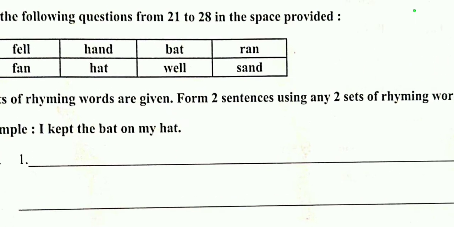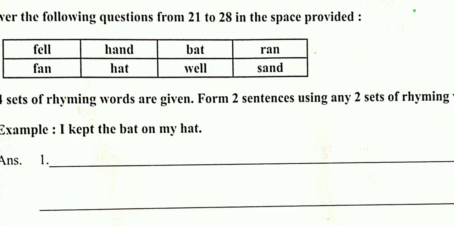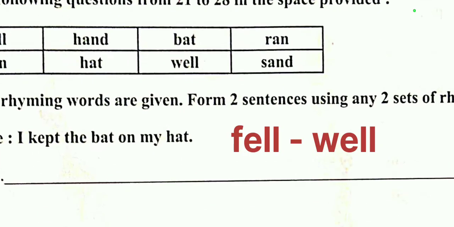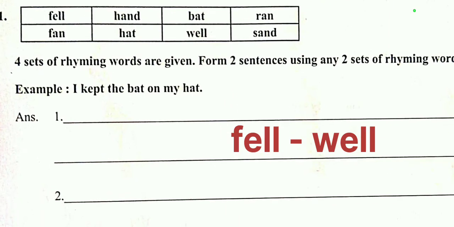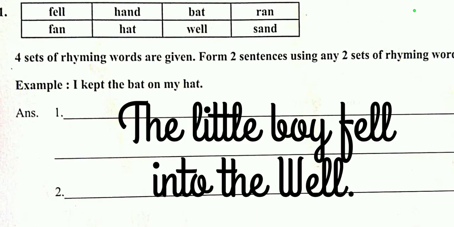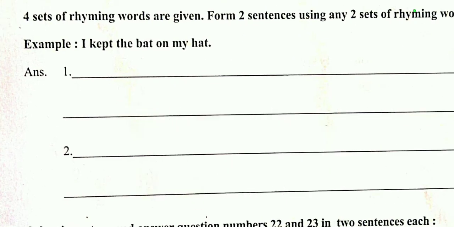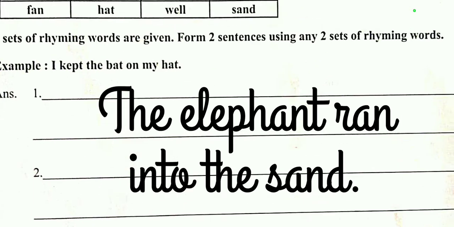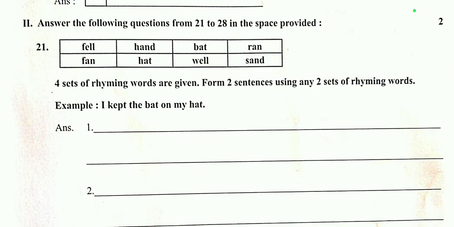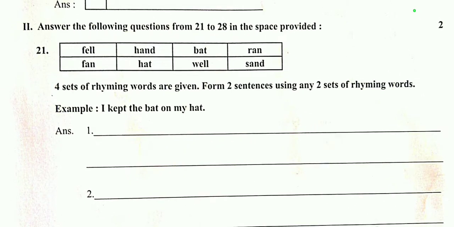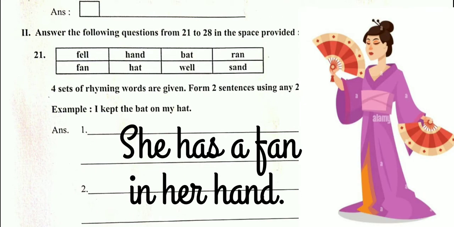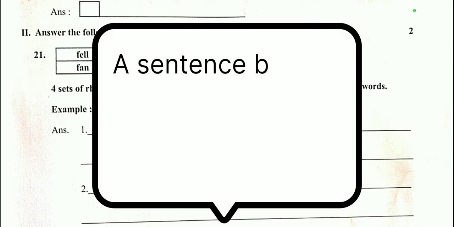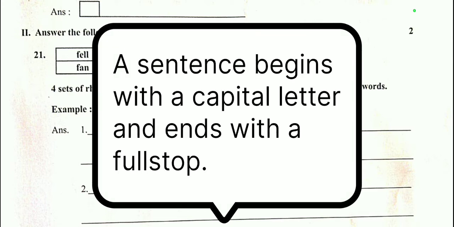So let us form the sentence. Fell, and we can say well. So we'll use the sentence fell and well. The little boy fell into the well. So that is one of the sentences. We can make a second one using ran and sand. The elephant ran into the sand. So make it very simple and you will be able to score without any sentence and grammatical mistakes.